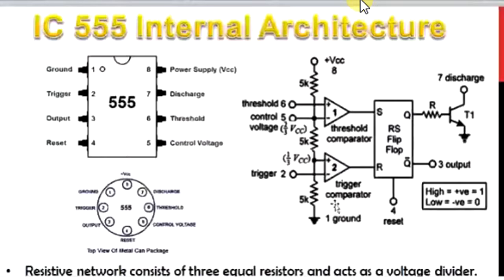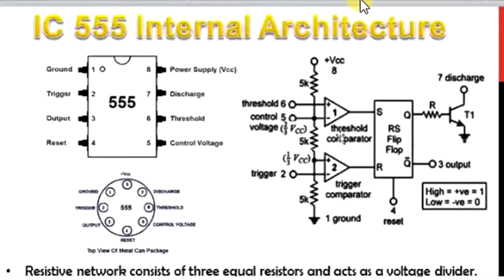Why are we calling it 555? There are three 5 kilo ohm resistors. This is our plus VCC, which is given to the 8 pin, and this is a voltage divider. It is divided using three 5 kilo ohm resistors. And here you can see that there are two comparators, one and two.